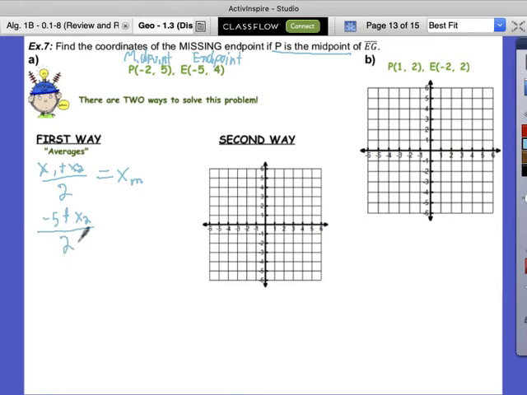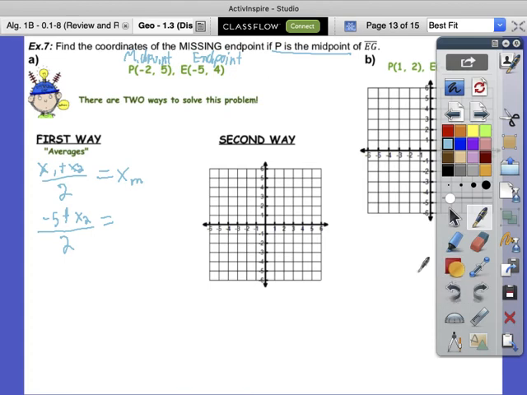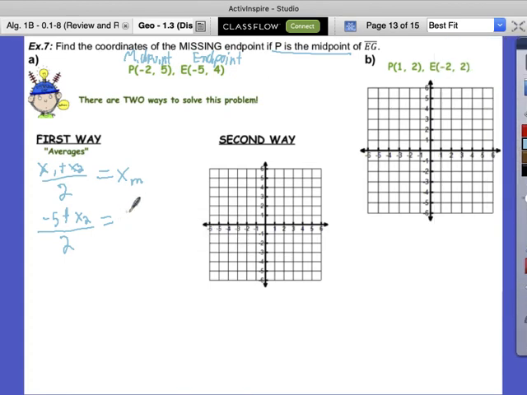I'm still going to divide by 2, and I'm going to put it equal to whatever the x value of my midpoint is. What is my midpoint x value? Negative 2. Did I create an equation that I can solve now? Yeah. And this equation is going to give me whatever the x value is of the other endpoint.